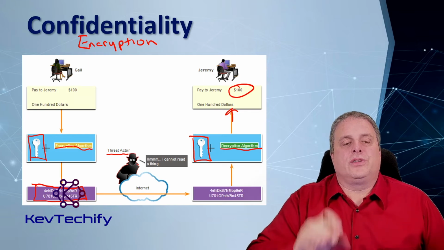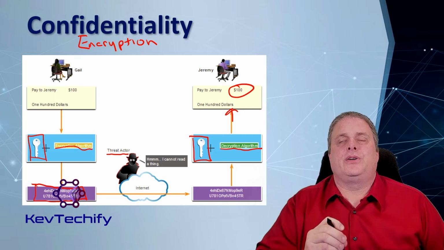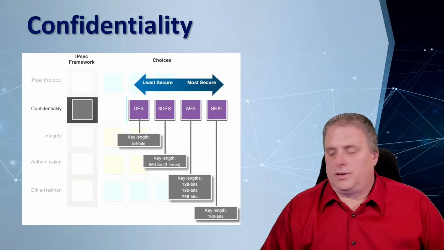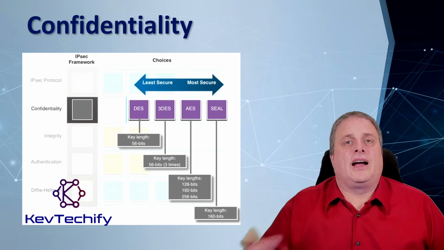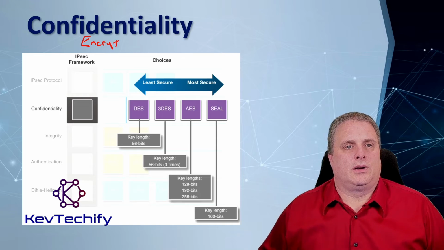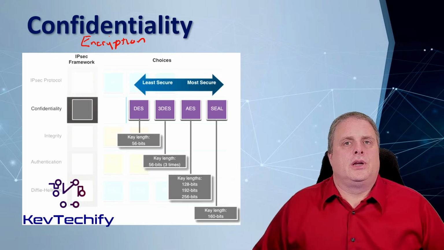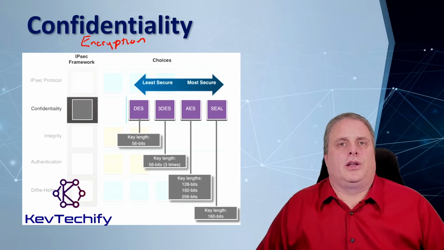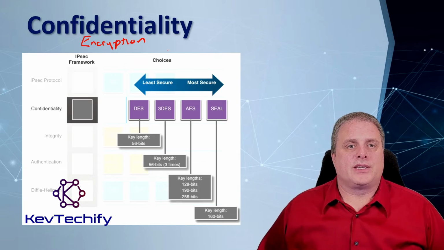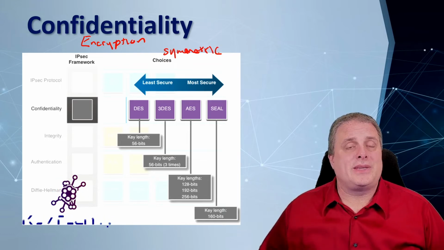To make it more difficult to decrypt your data, choose a longer key. The longer the key, the more possibilities there are to decrypt your data. When we're looking at our confidentiality, once again, confidentiality was our encryption. There are four choices or four technologies that are used primarily on the internet nowadays. These are all symmetric keys. Now, what do we mean by symmetric? The same key is used to encrypt and decrypt the data.